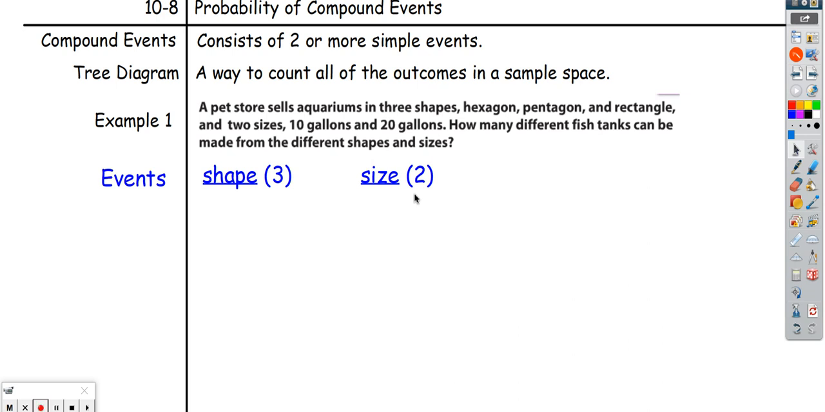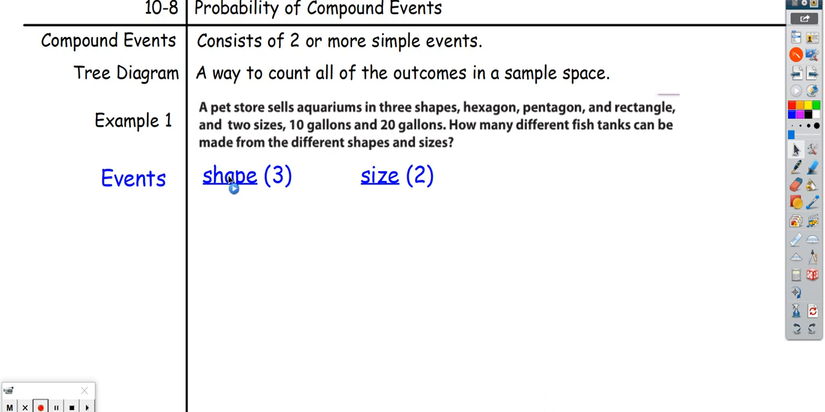Now we know from what we talked about in the theoretical and experimental probability that in our sample space or total outcomes, we're going to have 3 times 2 different options for these aquariums. There will be 6 different options. So you have your events listed. Let's look at our first event, shape. It says we have a choice between hexagon, pentagon, and rectangle.